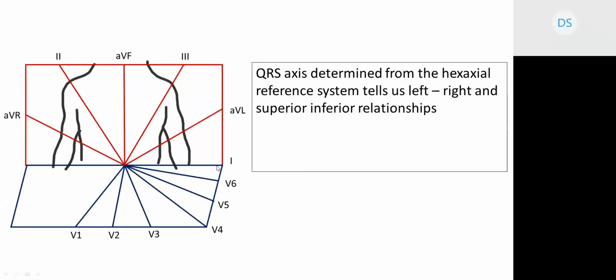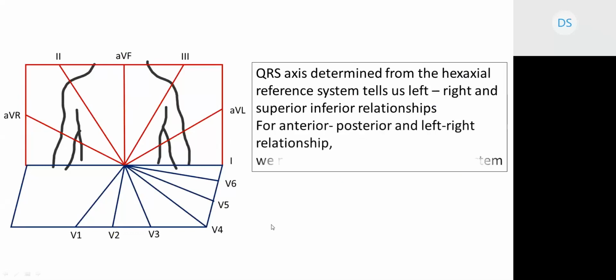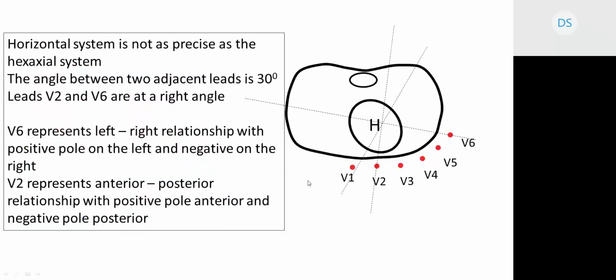So what about the antero-posterior? Is there something like an antero-posterior axis? Yes. And for that anteroposterior understanding, we need the horizontal system also. And how do we understand the horizontal system? The principles are exactly similar.